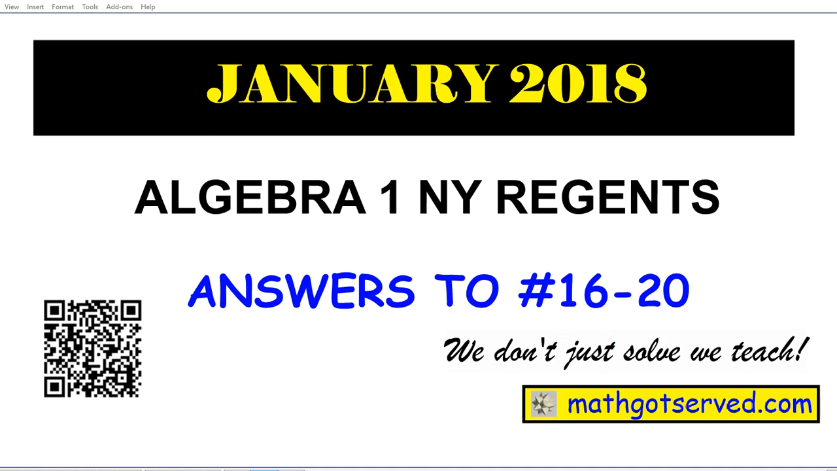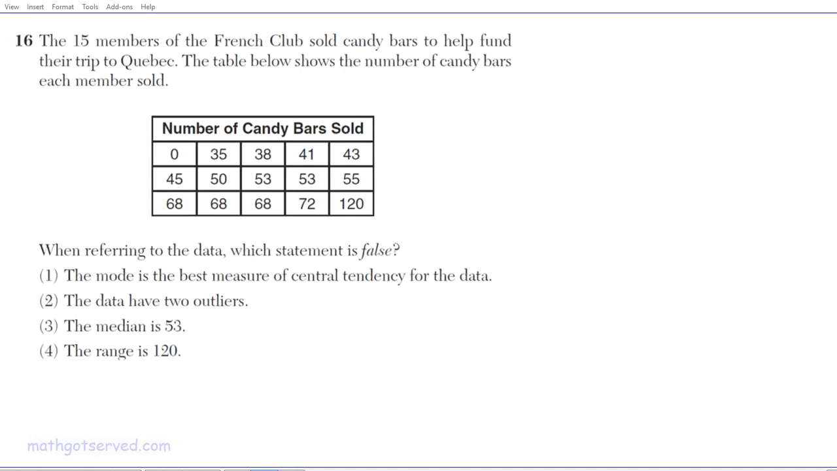In this clip, we're going to be going over problems 16 to 20 of the January 2018 Algebra 1 New York Regents exam. Alright, let's take a look at question 16. It reads, the 15 members of the French club sold candy bars to help fund their trip to Quebec. The table below shows the number of candy bars each member sold. So we have the number of candy bars sold by the 15 different members of the French club. Question: when referring to the data, which statement is false?